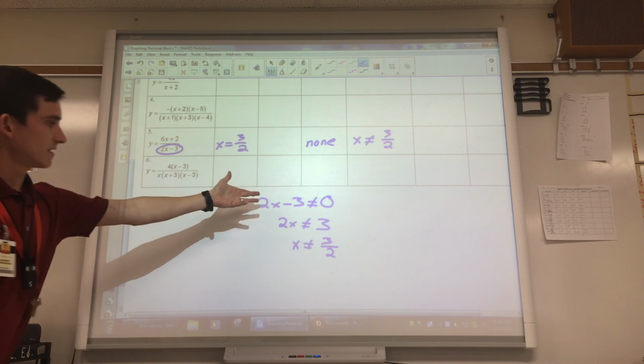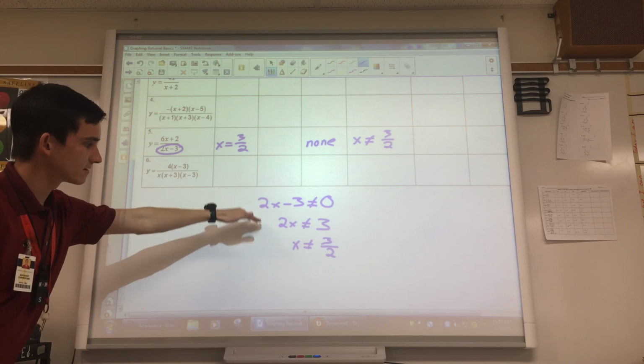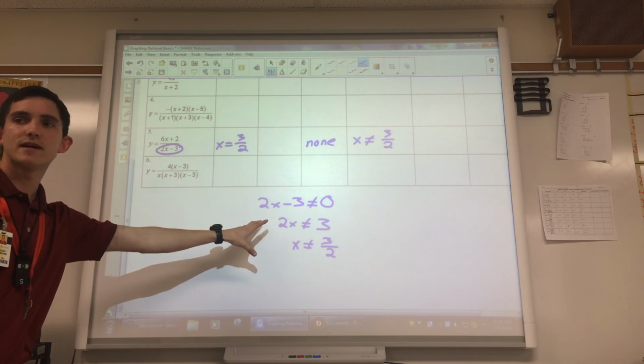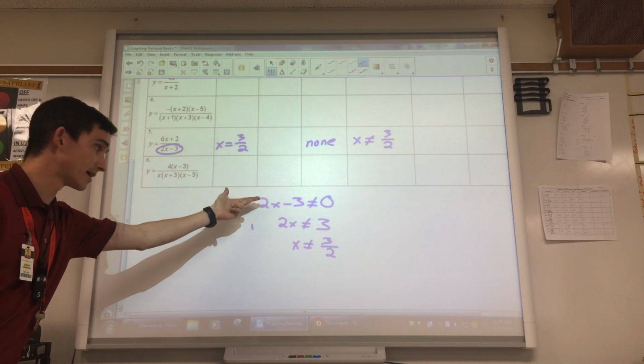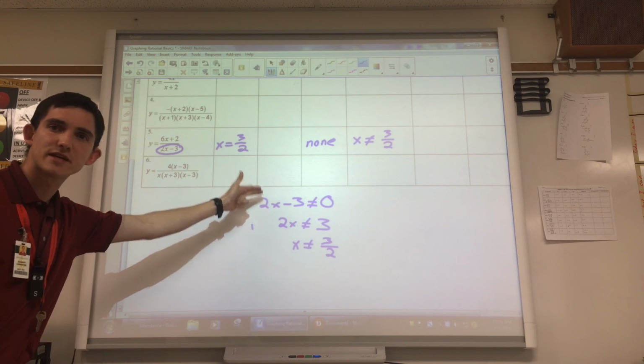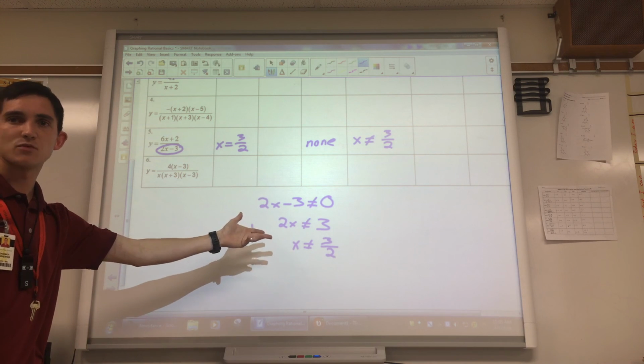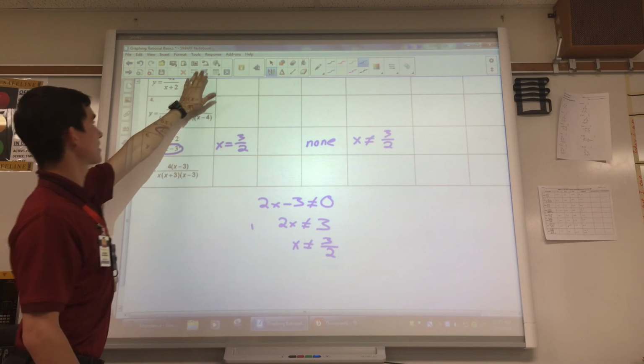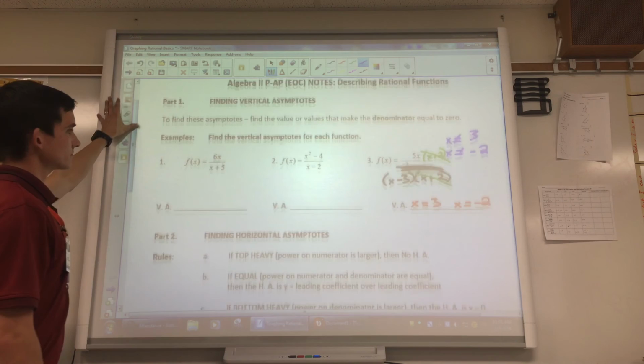Honestly, guys, the better you get, the more logical things are, right? And I like that example just because it literally shows words, thinking, logic, and numbers, right? That's what that was. Okay, so now let's talk about horizontal asymptotes.